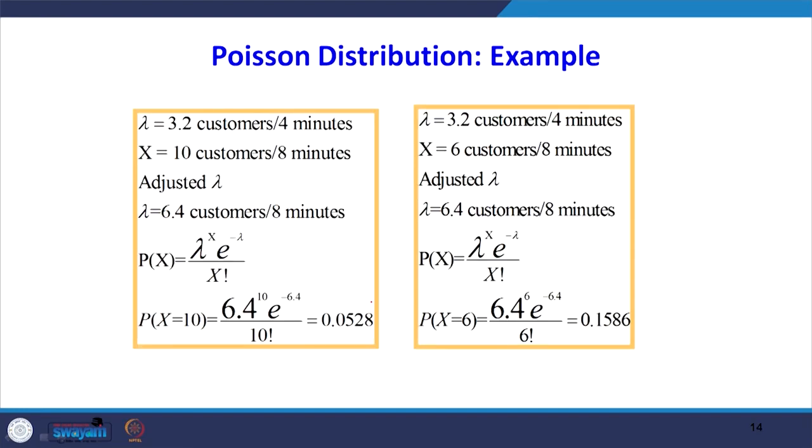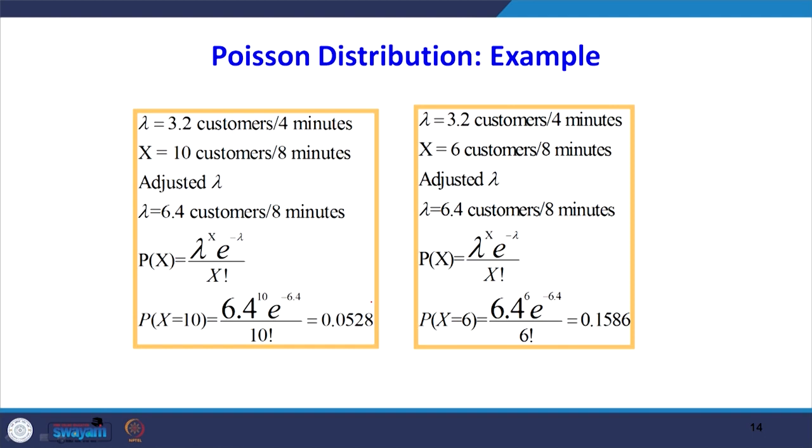Another caution while using the Poisson distribution is that the units of lambda and x should be the same. For example, lambda equal to 3.2 customers per 4 minutes, probability of having 10 customers in 8 minutes. So, you have to adjust lambda. How will you adjust? You multiply by 2, so it will be 6.4 for 8 minutes. Now the units of x and lambda are the same, then you can use your probability function p of x equal to lambda power x into e power minus lambda over x factorial. When we substitute x equal to 10, we get 0.025.